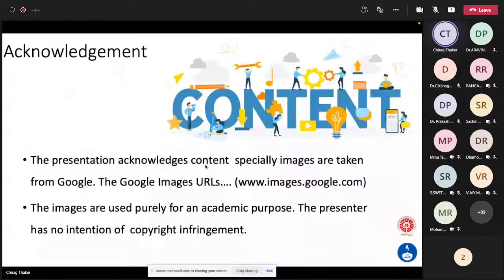As is customary, this is an acknowledgement slide. The presentation acknowledges content, especially images, which are taken from Google. There are certain images where the image source is mentioned. Otherwise, the universal image URL is www.images.google.com.